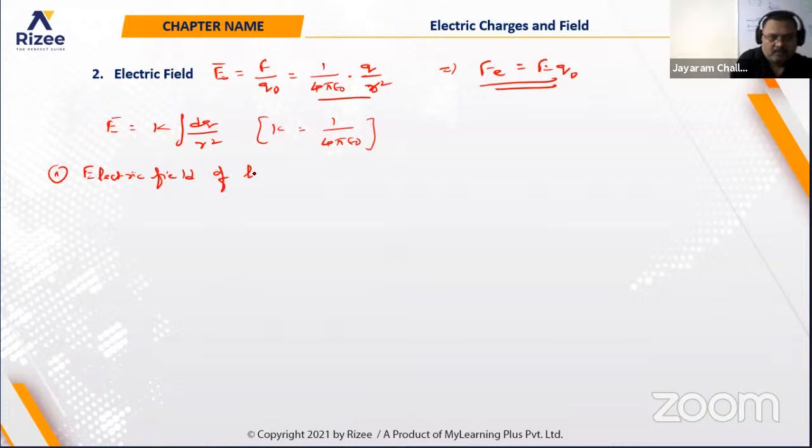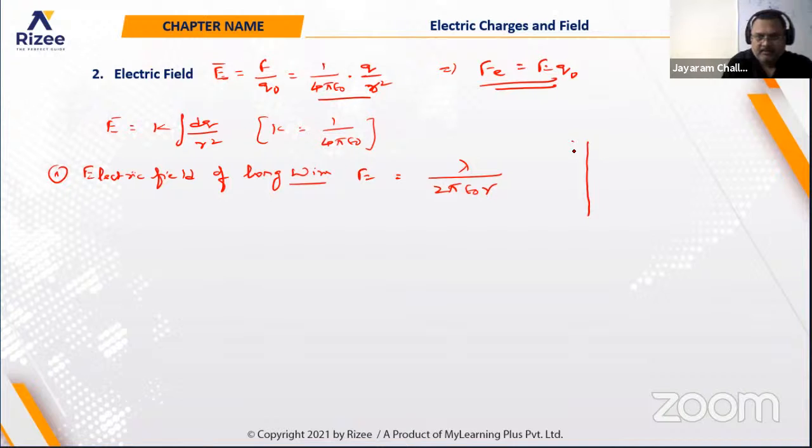Now the first one I'm writing here is the electric field of a long wire, that is, infinitely long also you can go for it, which can be written as E is equal to lambda by 2 pi epsilon naught r, where lambda is the linear charge density and r is the perpendicular distance to the point P. So lambda is called the linear charge density.